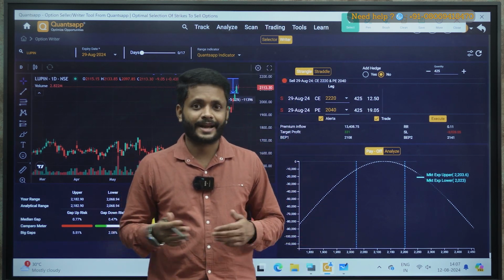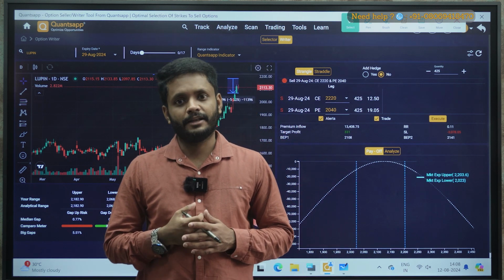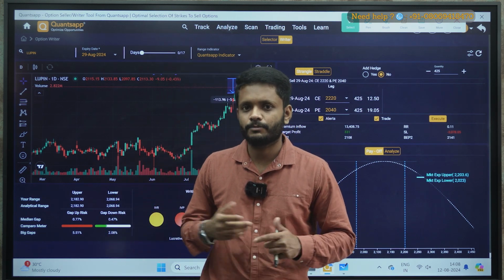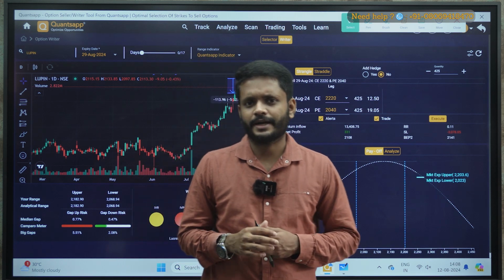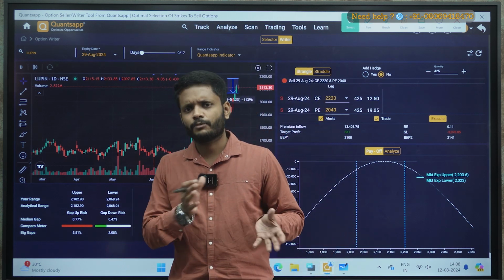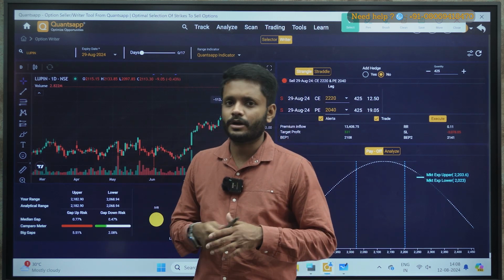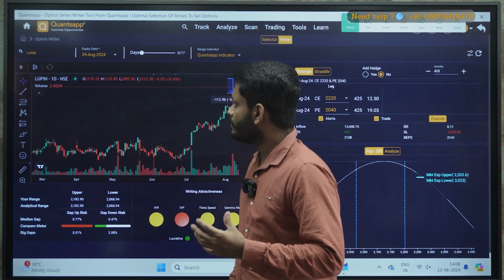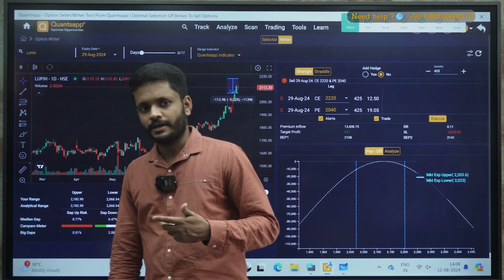Correct, because if you are a writer, your risk is undefined, correct? There is a possibility that you might end up losing all your capital as well. And your reward portion is very small as compared to your risk component. So you need to be very careful if you are an option writer.